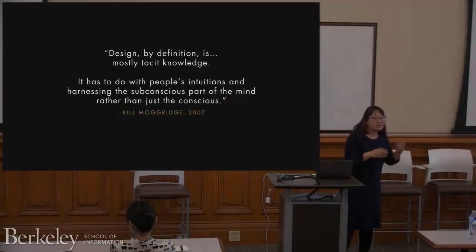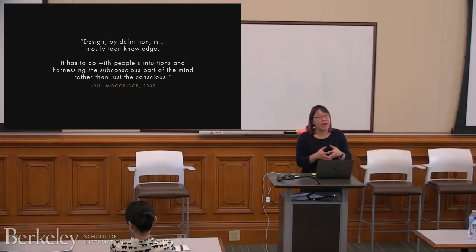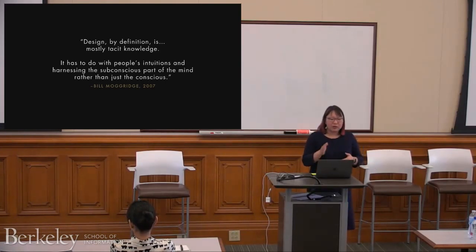So in these kinds of experiments, we're really trying to understand how we're going to design future interactions. And one of the core goals that we have is trying to elicit all the things that might matter. One of my favorite quotes about design and design thinking comes from Bill Moggridge, and he says that design, by definition, is mostly tacit knowledge. It has to do with people's intuitions and harnessing the subconscious of the mind rather than just the conscious.